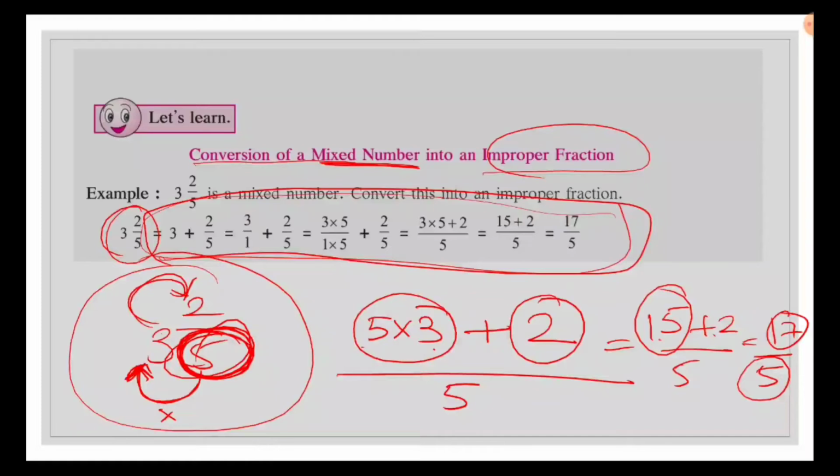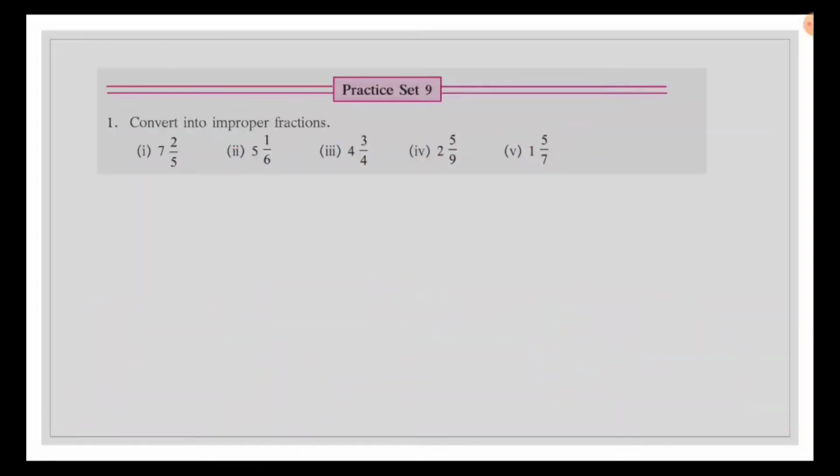Okay, now let's take our practice set 9. In practice set 9, convert into improper fraction is our first question. Okay, convert into improper fraction. So this is our first question. I'll be writing here 7 2 upon 5. This 7 is written in the middle. Okay, now you have to just follow the steps. You have to multiply this number with this.